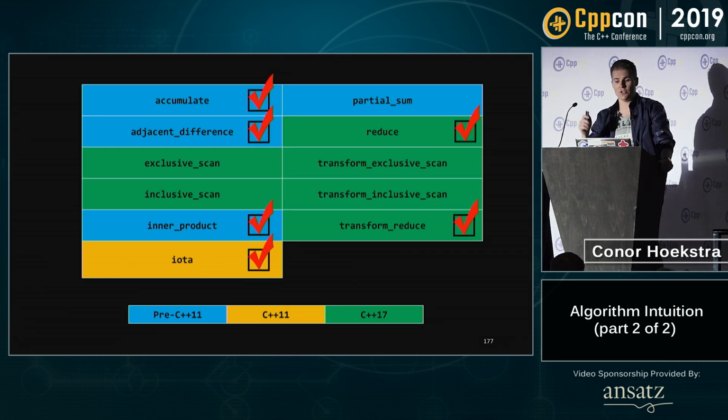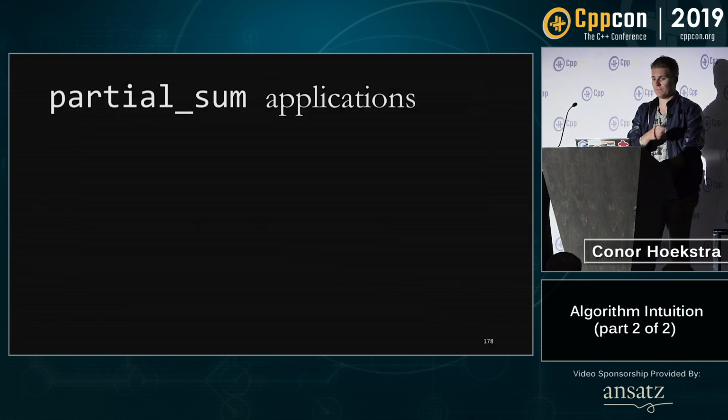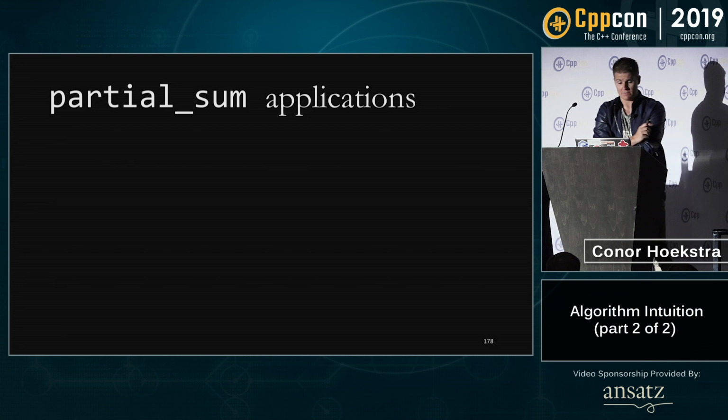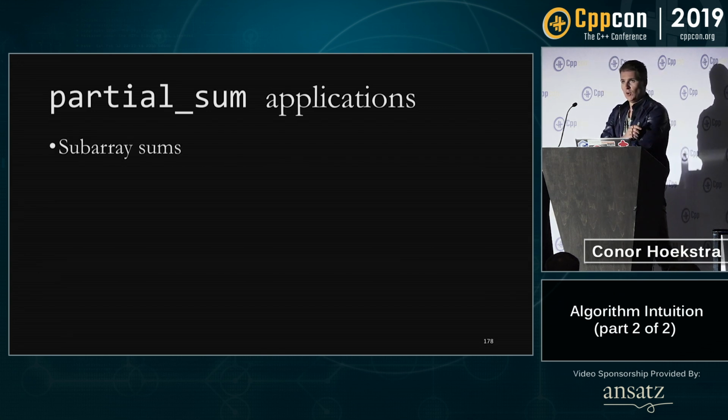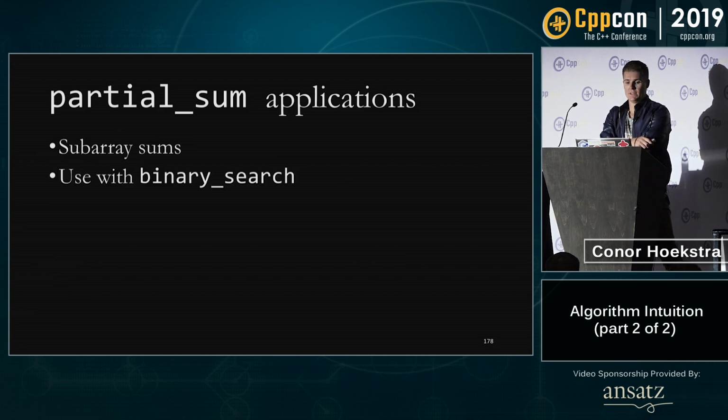So we've now covered accumulate, adjacent difference, inner product, iota, and reduce. We have one pre-C++11 algorithm to cover, and that's partial sum. So we're going to do that now. There are 3 different partial sum applications that I've come across. The first one is summing multiple subarrays, which we're going to quickly look at. The second one is combining partial sum with binary search, which I'm not going to cover in this talk.